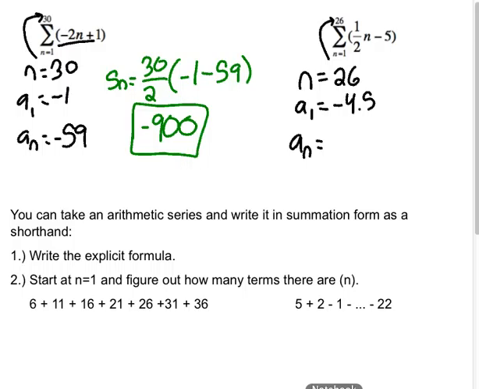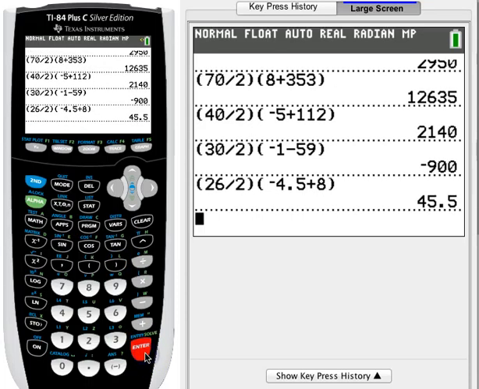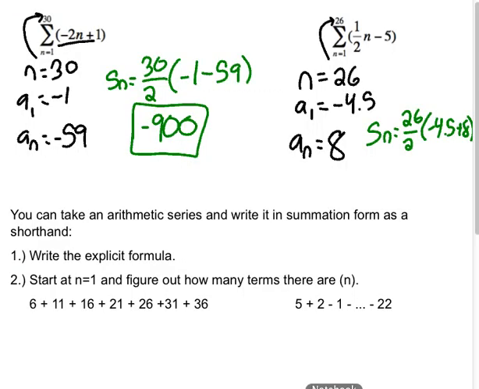And I plug in 26. So 1/2 times 26 minus 5 is going to give me 8. So 26 over 2, negative 4.5 plus 8. So let's type all that in. 26 divided by 2, negative 4.5 plus 8. And that is going to give me 45.5 for my sum.